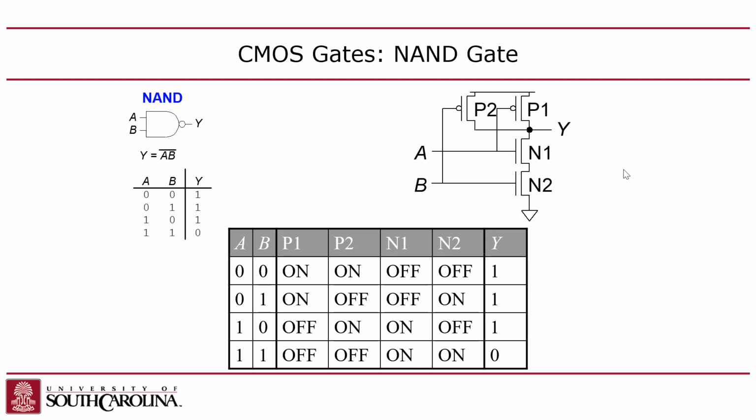Right? If I have an AND gate and my input is 0, 0, my output's supposed to be 0 because 0 and 0 is 0, right? That's not going to work here, because if my inputs are 0, 0, none of these transistors can pull the output down.